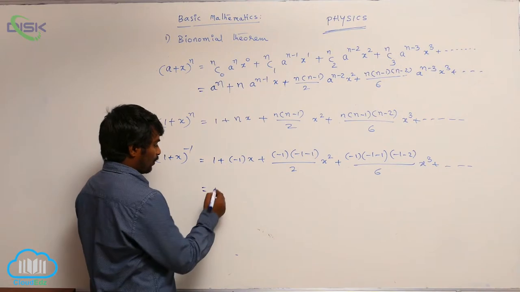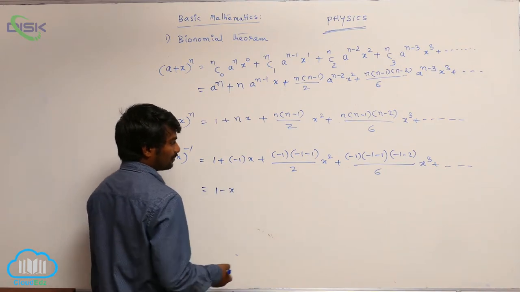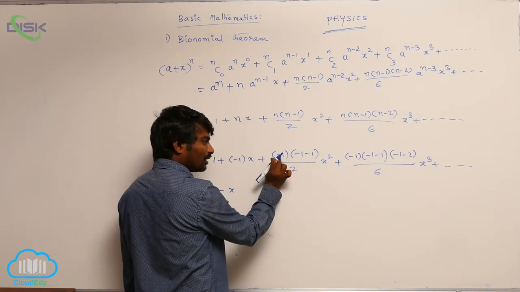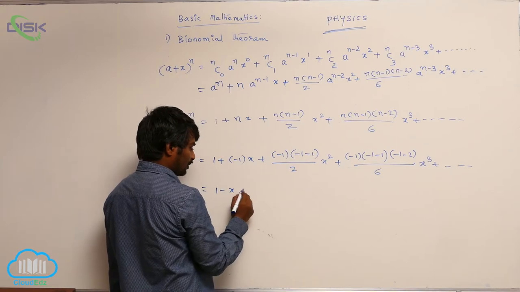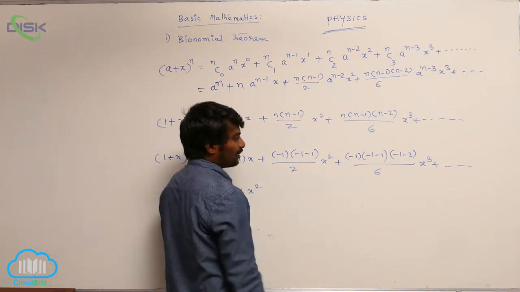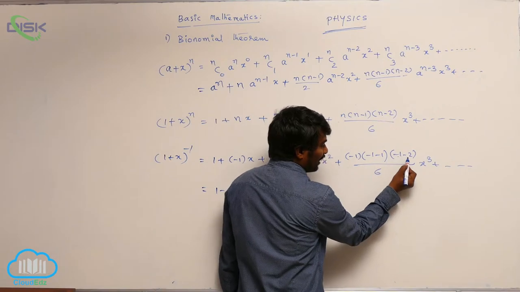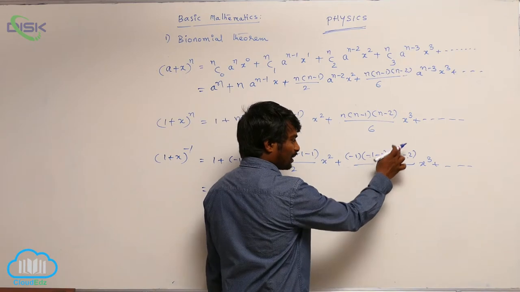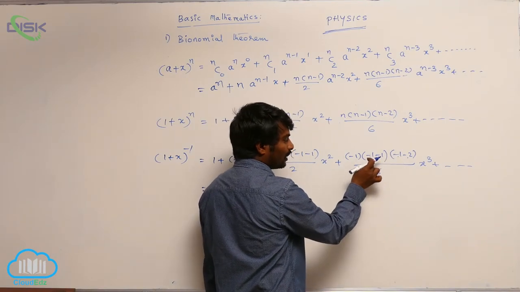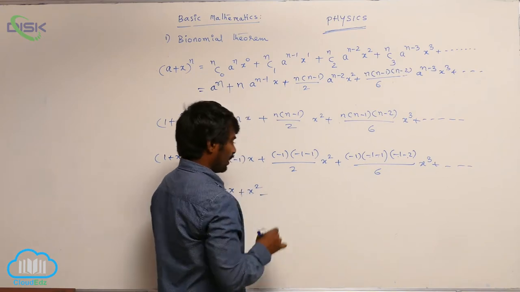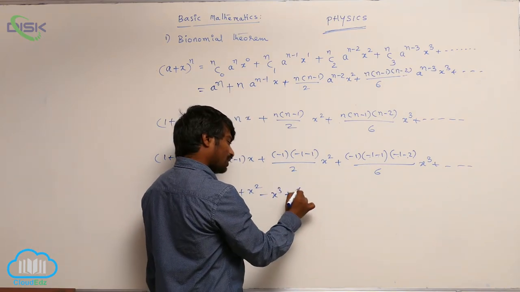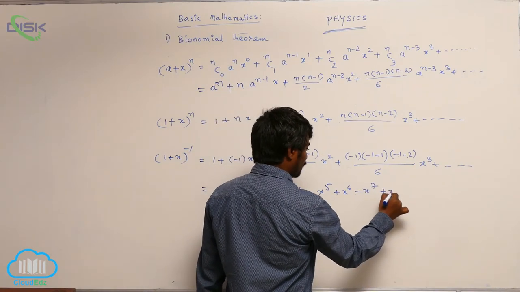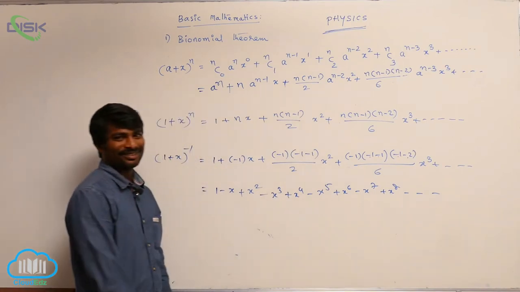That is 1 − x. Here you will be having −2 into −1, you will be getting 2, 2/2 is 1, so + x². Next, here −3 into −2 is +6, 6/6 is 1, and that 1 into −1 again gives −x³ + x⁴ − x⁵ + x⁶ − x⁷ + x⁸ and so on. That is what you are going to get.